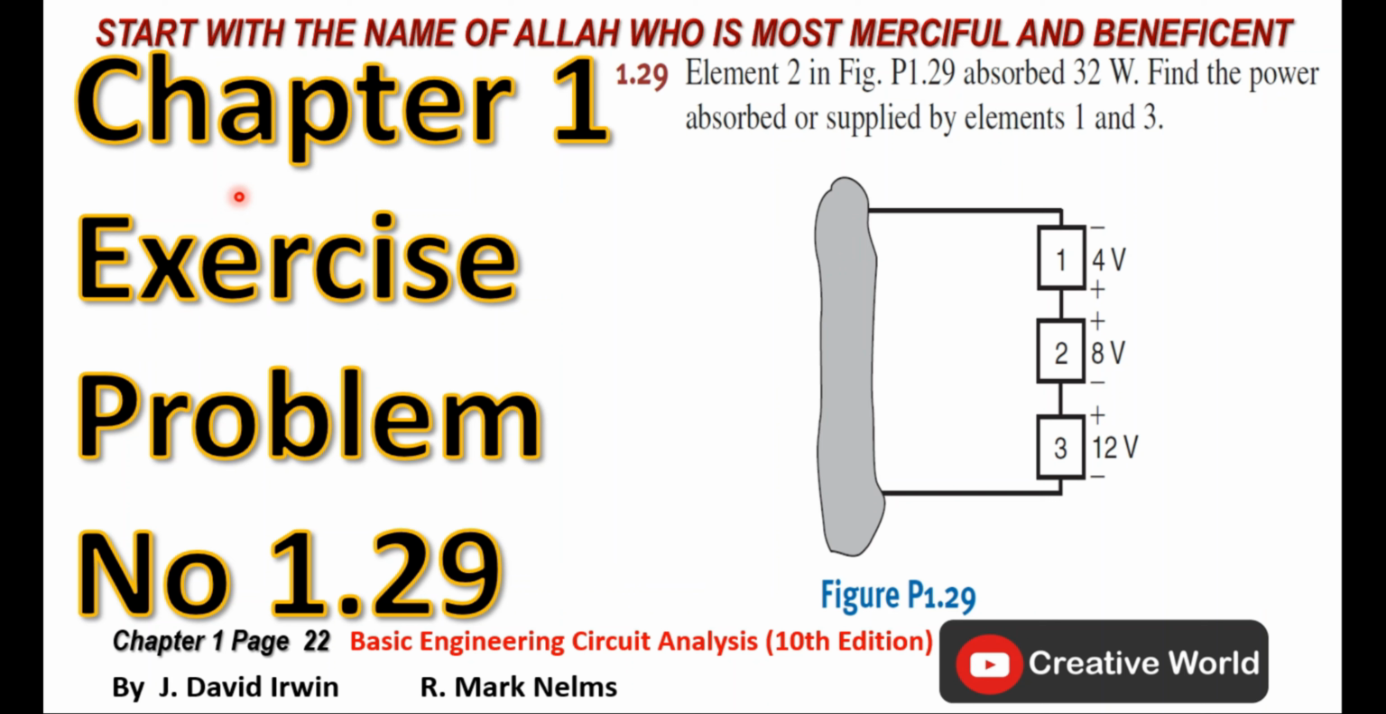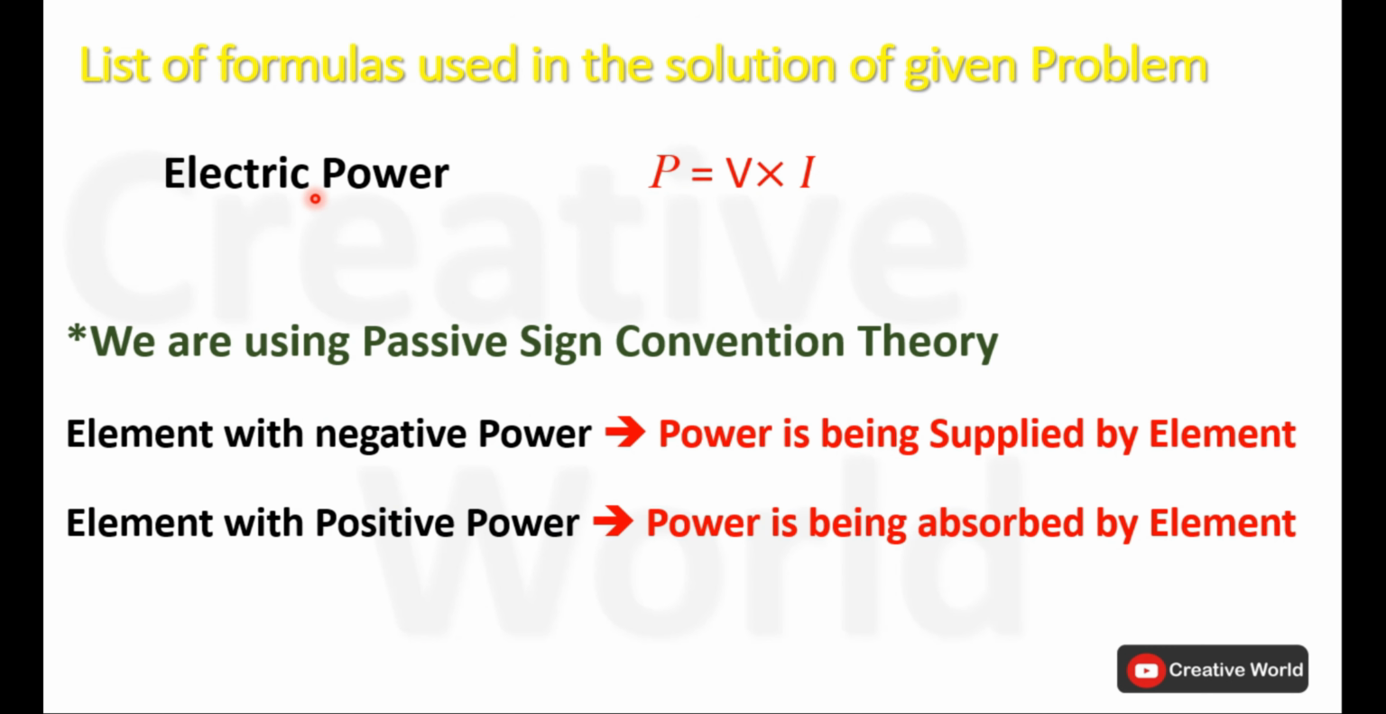Today I will solve chapter 1 exercise problem number 29. In this scenario we will be using the electrical power conventional formula, which is voltage multiplied by current. We also will be using passive sign convention theory. According to this theory, the element with negative power will be considered as a power supplier and the element with positive power will be considered as a power absorber.